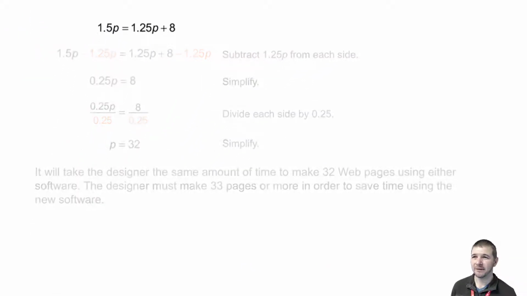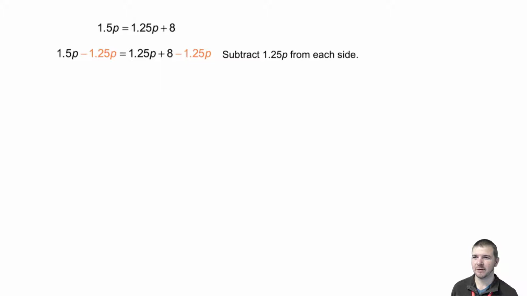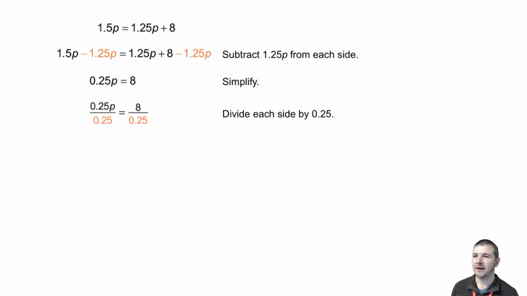Moving on, we'll simplify the equation. 1.5p equals 1.25p plus 8, and work to isolate the variable p. First, subtract 1.25p from each side. Simplify. Now we have 0.25p equals 8. Then divide each side by 0.25, the current coefficient of p on the left-hand side. Simplifying that, p equals 32.